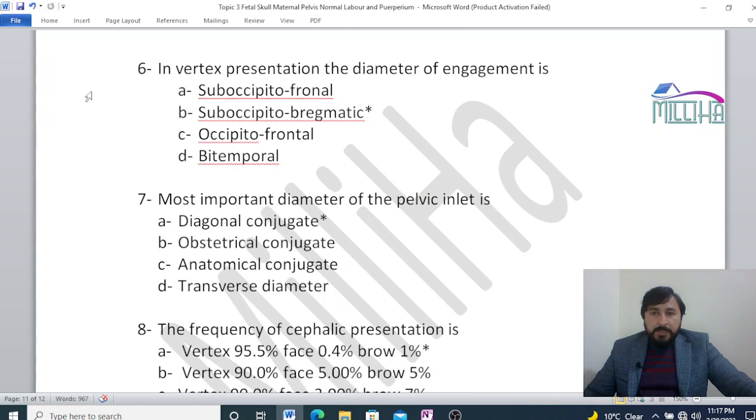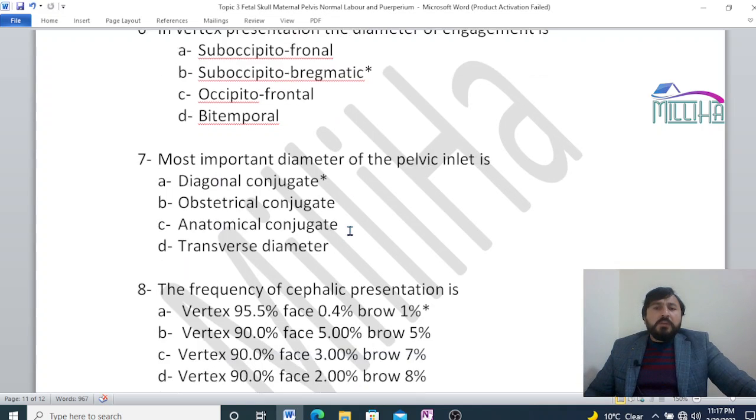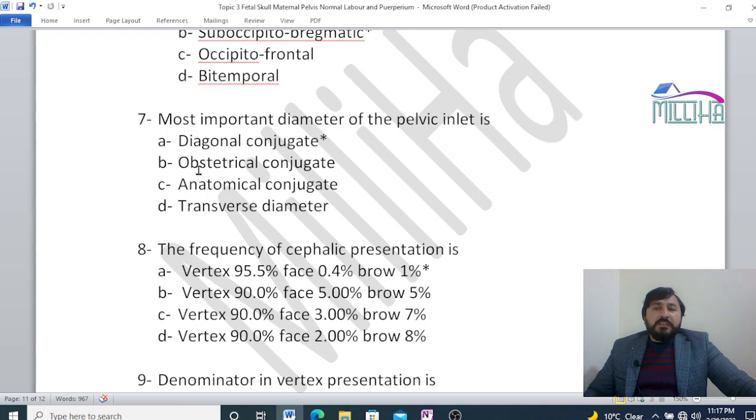Here in vertex presentation, the diameter of engagement is suboccipitobregmatic. This is in vertex presentation, suboccipitobregmatic, from here to here, this diameter. Most important diameter of the pelvic inlet is the diagonal conjugate. This is the most important, the diagonal conjugate.